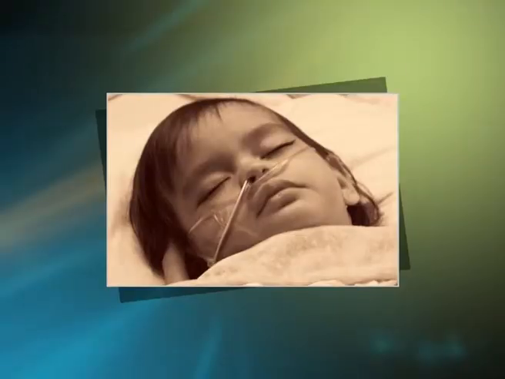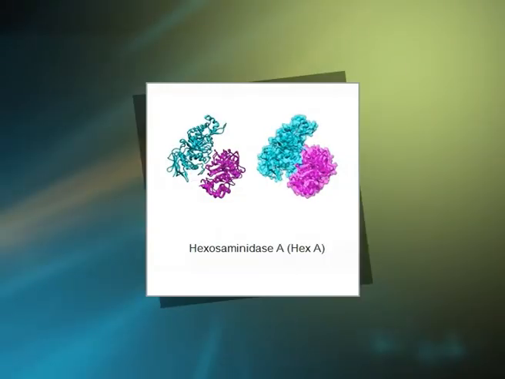Tay-Sachs disease occurs when hexosaminidase A loses its ability to function. People with Tay-Sachs disease are unable to remove the GalNAc residue from the GM2 ganglioside, and as a result they end up storing 100 to 1000 times more GM2 gangliosides in the brain than a normal person.